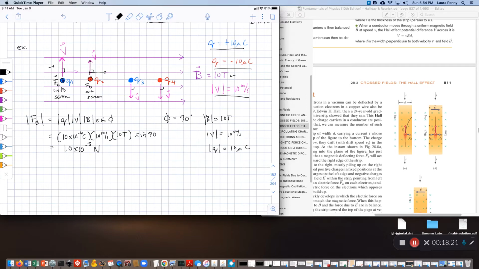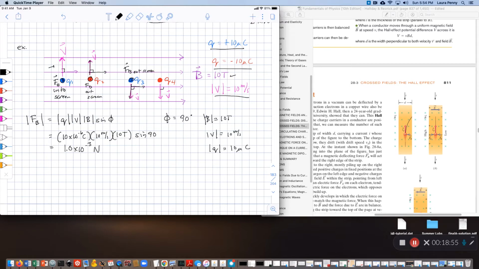With Q3, now my fingers are going to point down, away, down along the V, and then I try to turn them so that they go along the magnetic field. For me to do that, my thumb is pointing out, and this is a positive charge, so F sub B is out of the screen on my positive charge here.